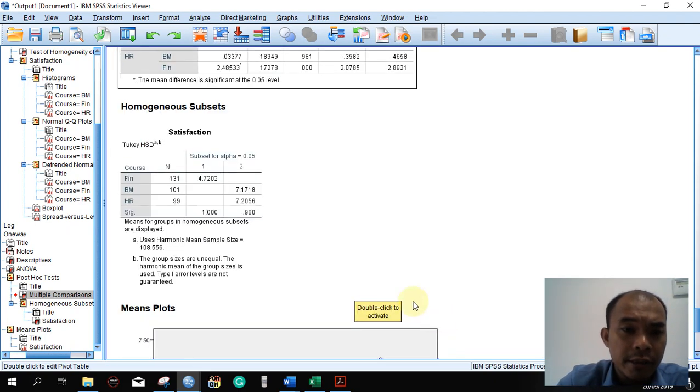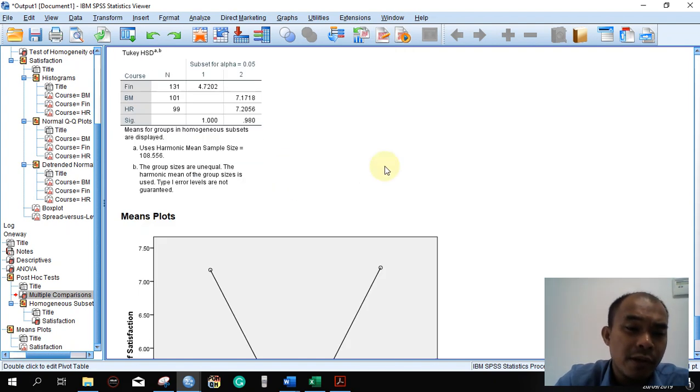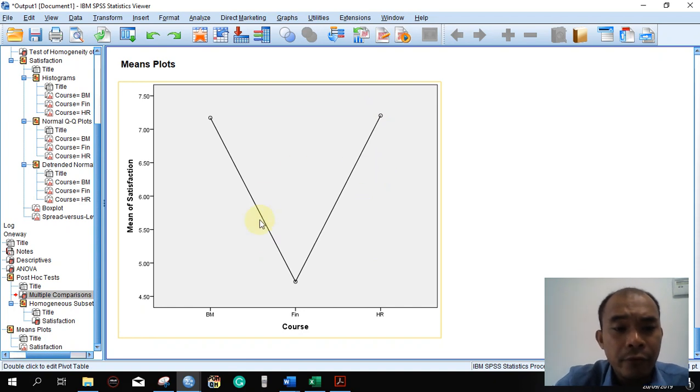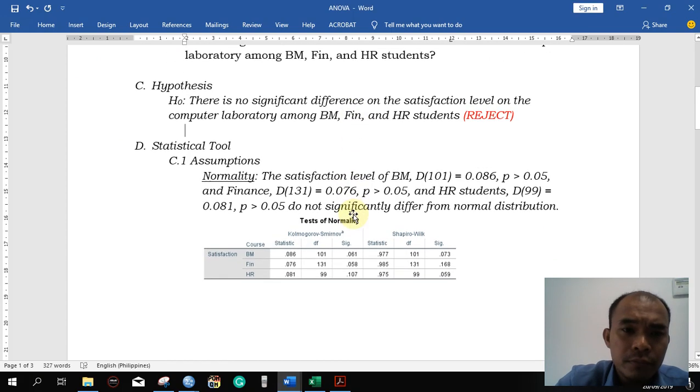If we're going to look at this portion here, this portion states the satisfaction level. This is the mean, 4.72. The group here is for BM and HR, so they belong in the same group, and the finance significantly differs. If we look at the means plot, the mean for the BM is around here, the mean of the HR is around here, and the finance is very low. The satisfaction level of the finance students is very, very low. So how are we going to put that in our conclusion?